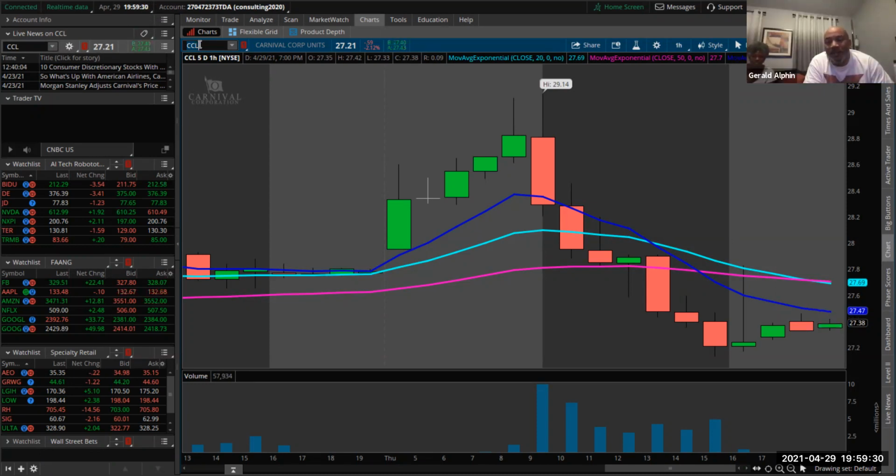I need to know. My question though, Delos, is on this: when am I already in this trade when this gap is happening, or when do I get in this trade? Because, go ahead.